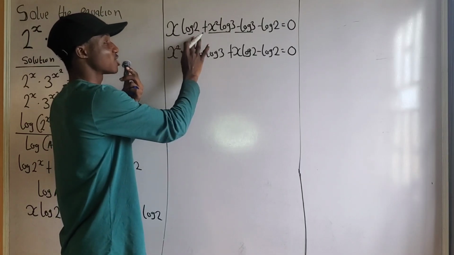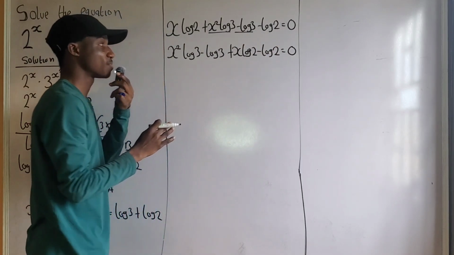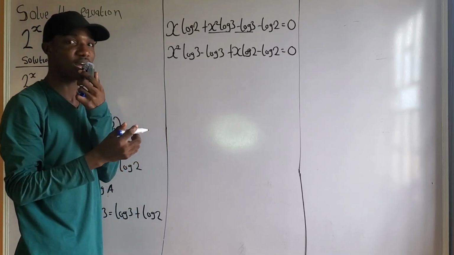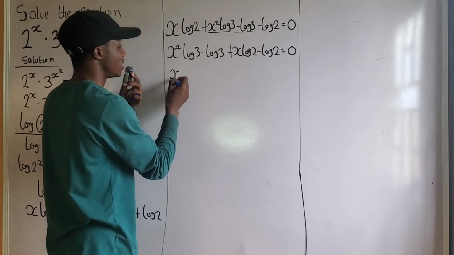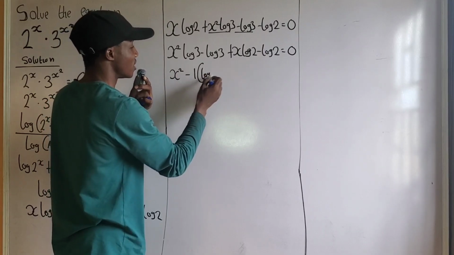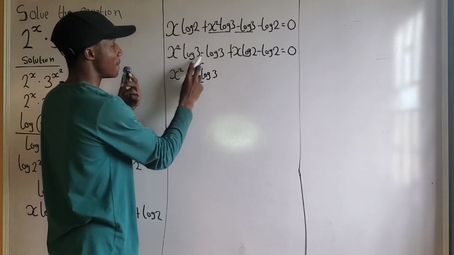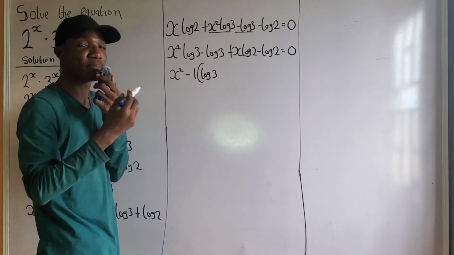Also, x is attached to log 2. I also have log 2 here, so I bring them here. Having gotten to this point, you can factorize. You understand? You can factorize. For this, I'm going to have x squared minus 1 multiplied by log 3. Do you know minus log 3 is also the same thing as minus 1 log 3?